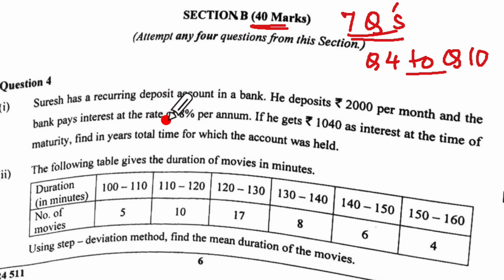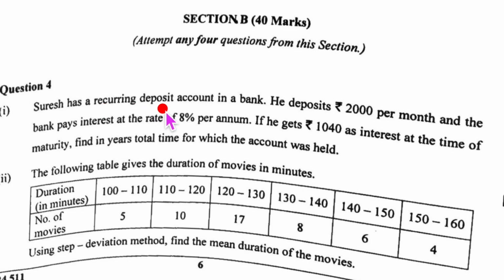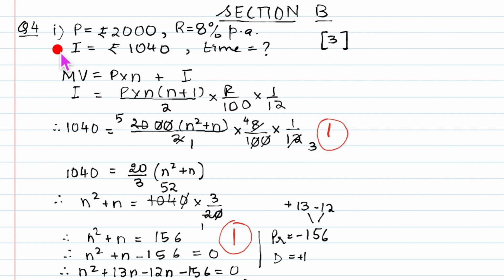done for this question. The question reads, Suresh has a recurring deposit account in a bank. He deposits rupees 2000 per month and the bank pays interest at the rate of 8% per annum. If he gets rupees 1040 as interest at the time of maturity, find in years the total time for which the account was held. When we present our work, we need to write down what are the quantities. So we write principal 2000, rate 8% per annum, interest is 1040 and time equal to how much?